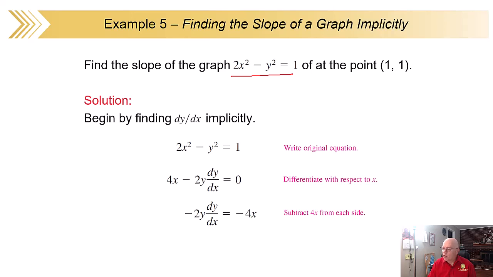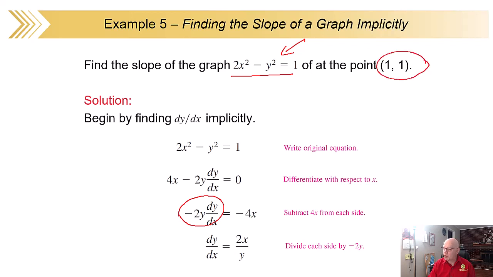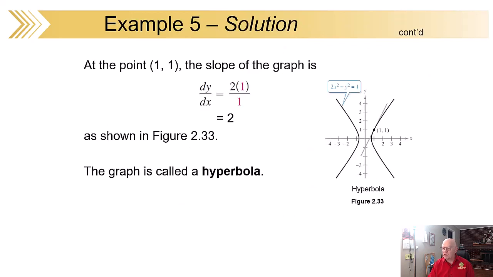Now, subtract 4x from both sides because you want all the dy/dx terms on the left by themselves. Next, divide by the negative 2y because you want dy/dx, and there you are. dy/dx at any point on that curve. But what are we interested in? We're interested in what dy/dx, or the slope, is at point (1, 1). So we'll just put 1 in for x, 1 in for y, and there's our slope.